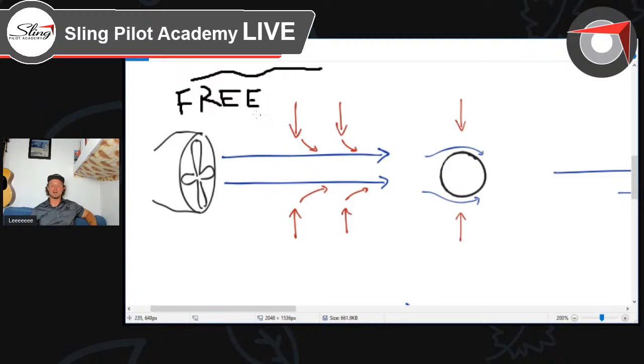So up here in the free stream flow, nothing's happening. But down here, after the fan acts on some air, it creates some kind of stream of air. And that's where streamlines come from, that same concept where we're talking about a stream, kind of like a river stream. It's just like a body of air moving.